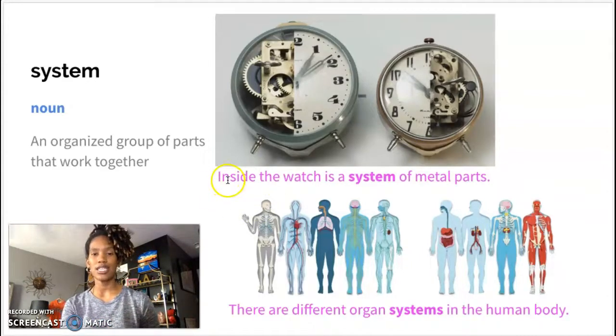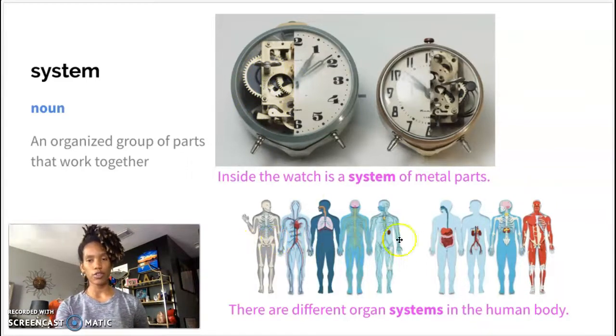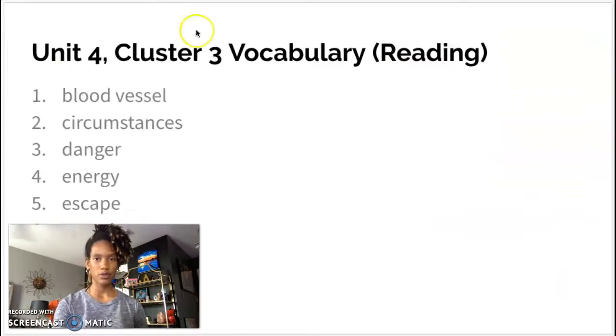So our example says, inside the watch is a system of metal parts. This is our system here. All right. And then down here, you can see all of our different organ systems, right? So our example says, there are different organ systems in the human body. Okay. All right, guys. So let's go back to our slide. Systems. In the classroom, we have a system. We come in, we get our folder, we do our warm up.